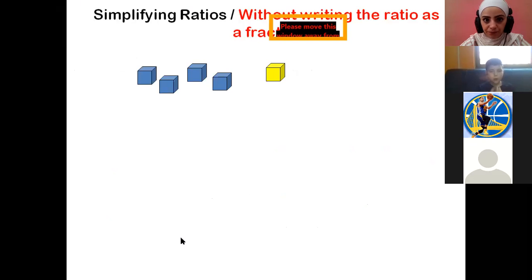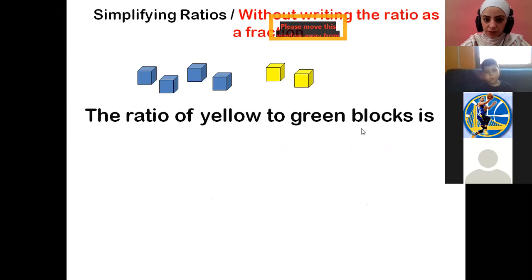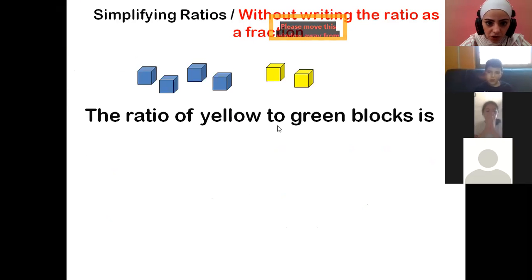Yalla, here, we need to write the ratio of yellow blocks to green blocks. Yalla. Layan, Jude. Yes, teacher. Yalla, Layan. First of all, tell me, what's the ratio of yellow to green?